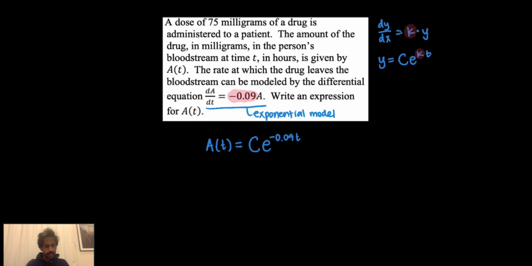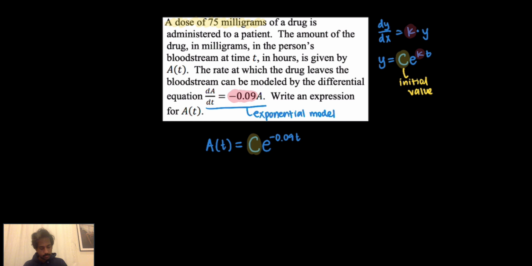Well, what is c? C represents, I'll do this in yellow, our initial value. And in this question, what's our initial value? What's the amount of drug that is in the bloodstream at time equals 0? At the very beginning of the question, we can see that we're given a dose of 75 milligrams. So our initial value, that c, is going to be 75.